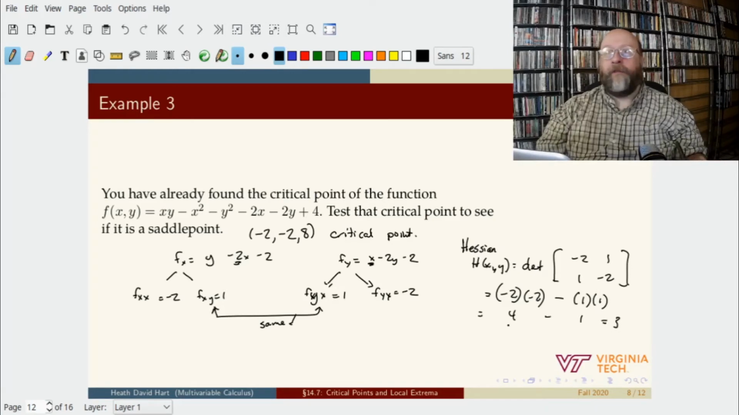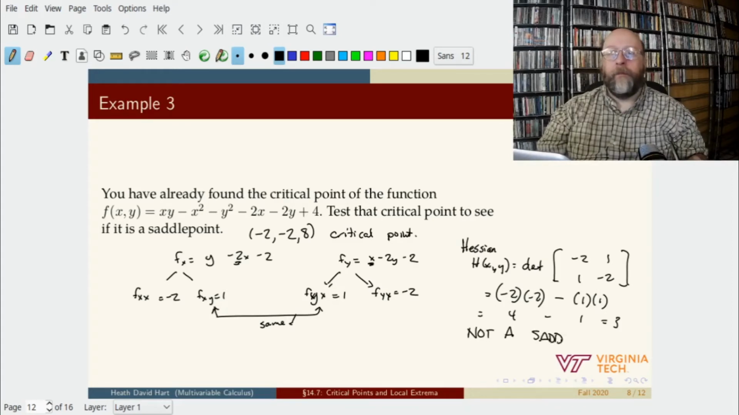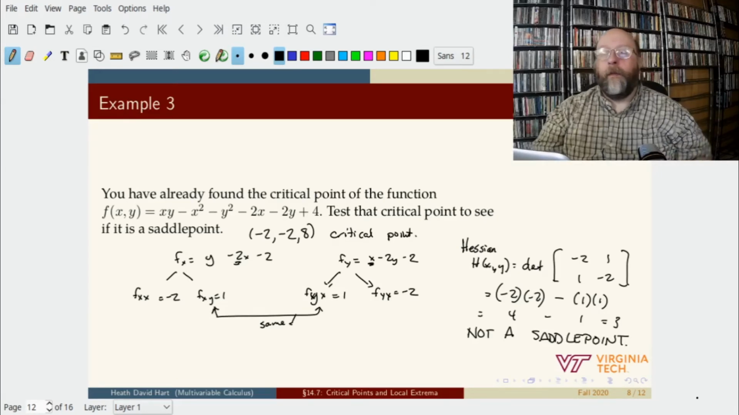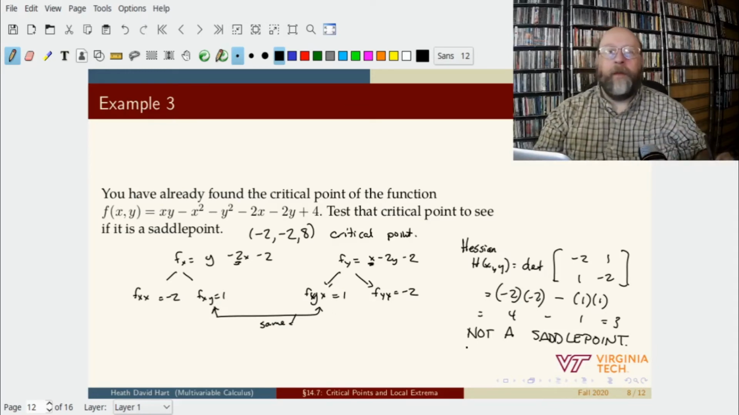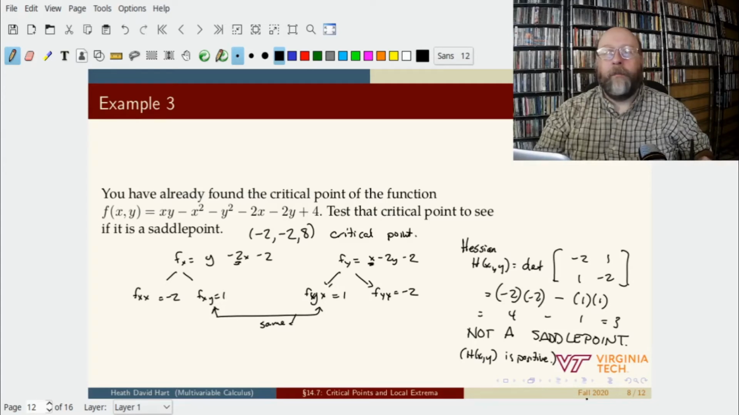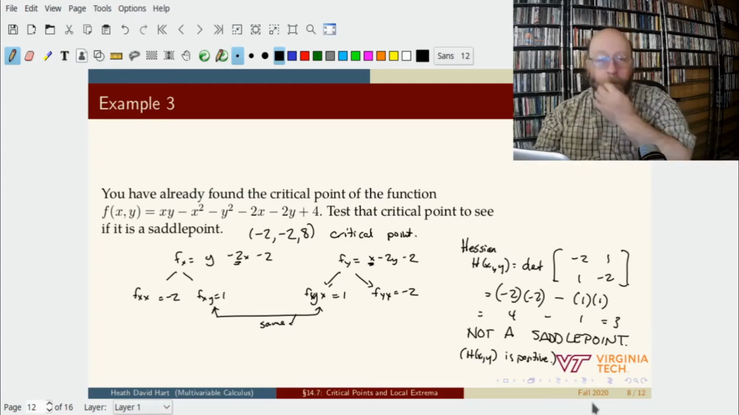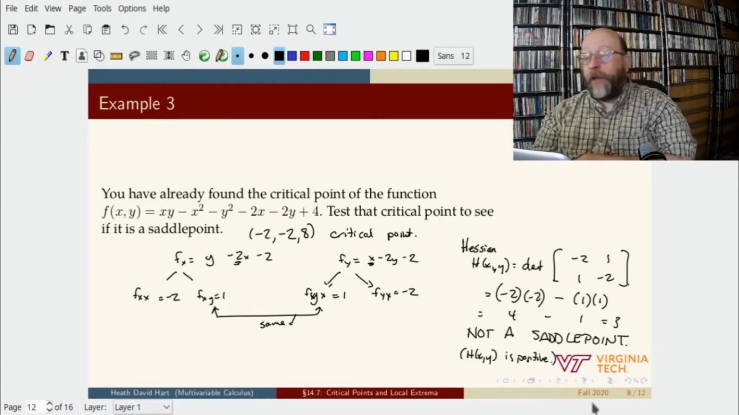This is positive because the concavity wins out over the torsion. And since the concavity wins out over the torsion, this is not a saddle point. That's the important thing. Not a saddle point, because the Hessian is positive. Okay? So we have tested this critical point. We now know that it is not a saddle point.